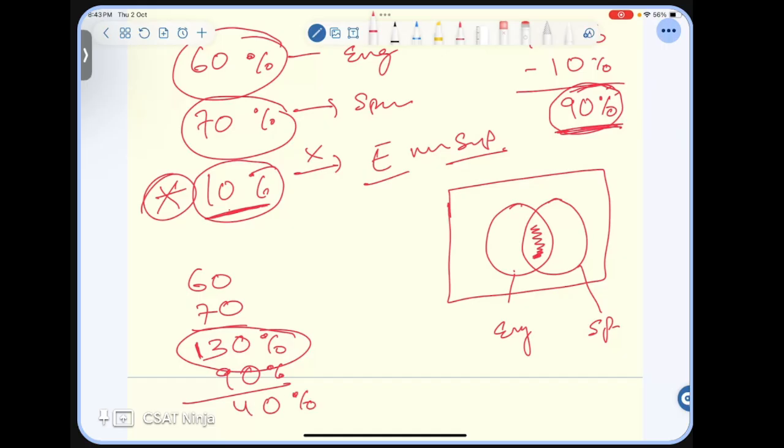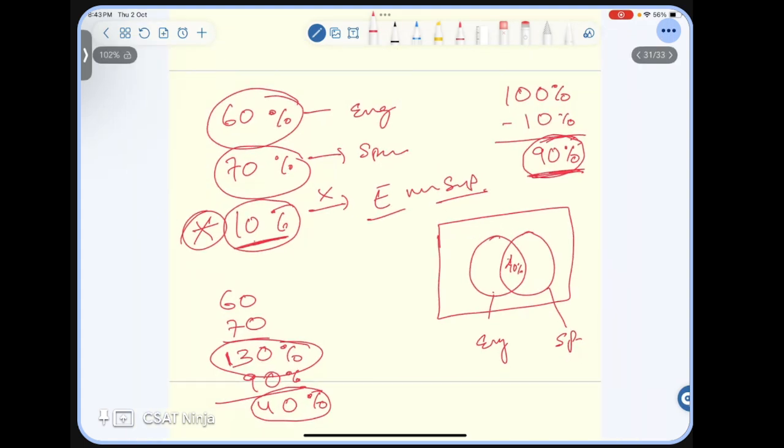40% there. So what is this 40%? The extra that you are getting here is nothing but the people who speak both English and Spanish. So this one is nothing but 40%. I'll repeat again. You look here: 60% speak English, 70% speak Spanish, and 10% neither speak English nor Spanish.